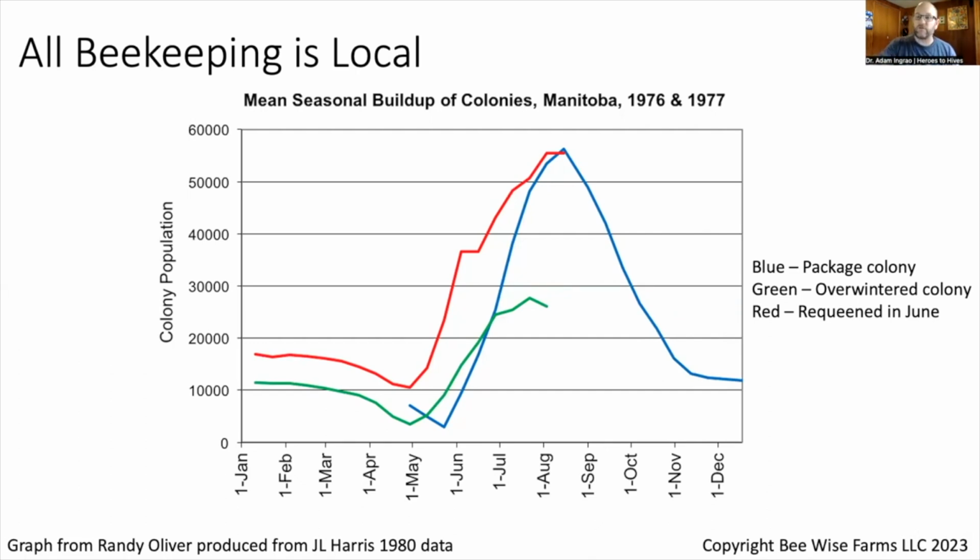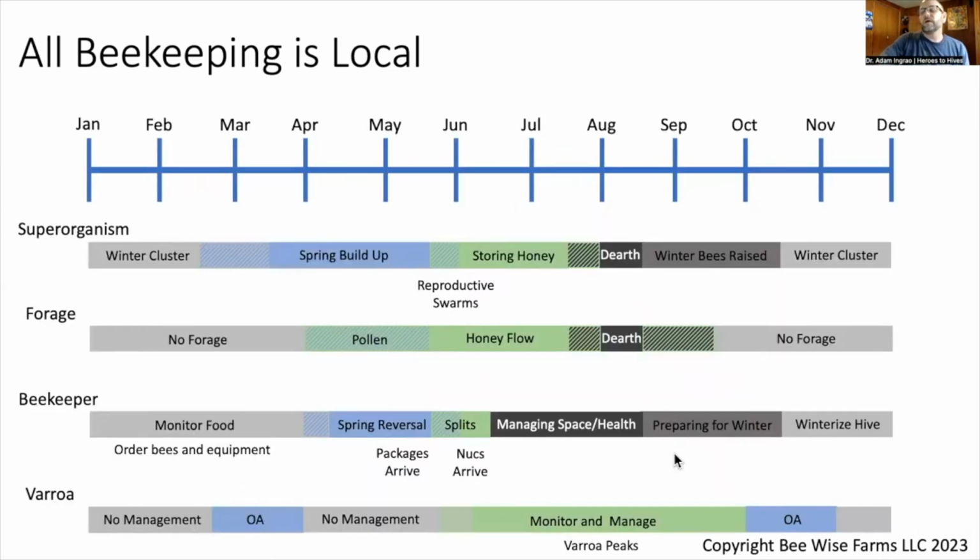Let's take this a step further to illustrate how important it is for you to understand how to manage your superorganism, your colony, at the local level. This is a graph that I've put together over several years for many different beekeeping courses that I run in northern climates specifically. What we have here is the year up top, and then we have 4 different categories: the superorganism, forage, which means plants, you, the beekeeper, and then varroa mites, which you're going to get sick of me talking about all year long.